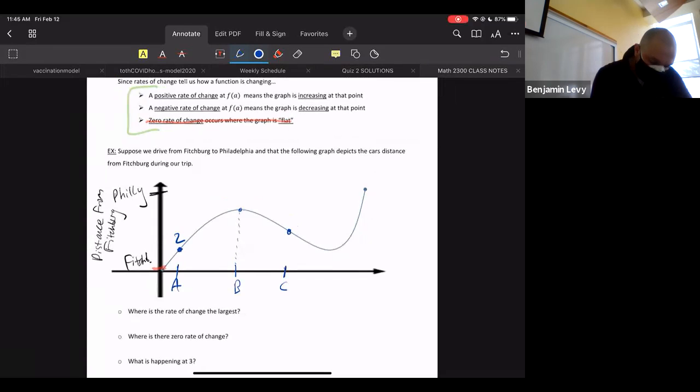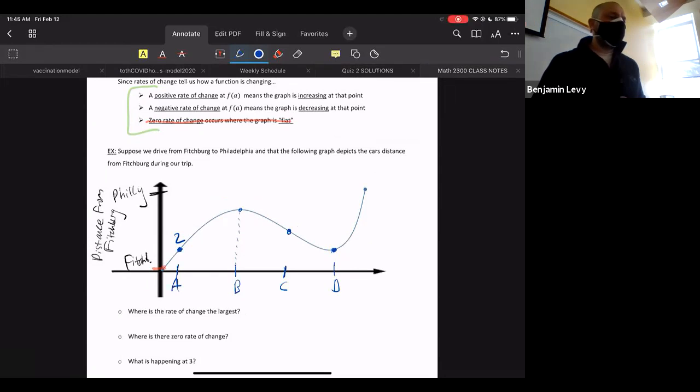D is going to be right here. And then let's just leave it like that. Okay.